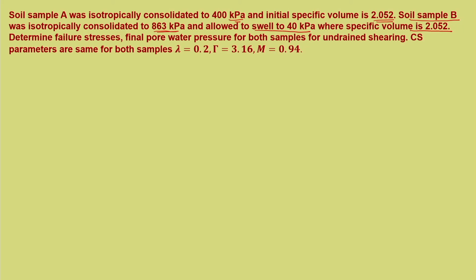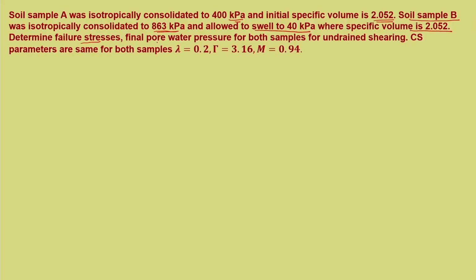Please note here, sample B has been subjected to a very high stress, 863. It is allowed to swell to a very low stress, say 40 kilopascal. So, without looking anywhere, you can see that this particular soil sample B will be heavily over consolidated. There is no doubt about it. Determine failure stresses and final pore water pressure for both samples for undrained shearing. So, the earlier example was drained shearing, here we have undrained shearing. Along with that, we have both the samples NC and OC.